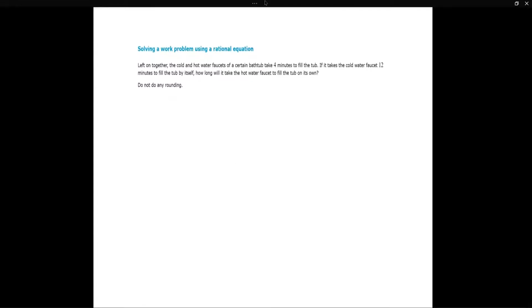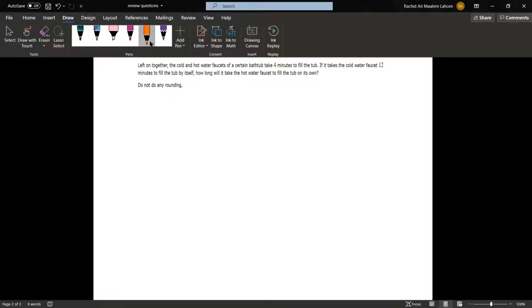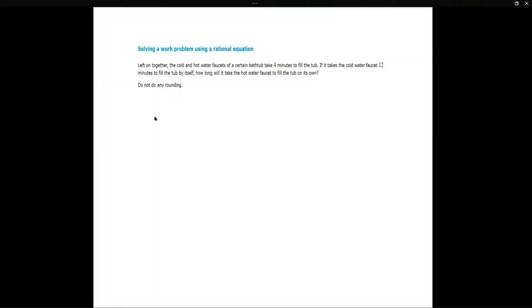All right, so we're going to look into another question. This is a little bit different than the other one. Solving a work problem. This is a very interesting problem that has to do with work, and gives you an idea of teamwork: if the team is efficient, it will do the job in less time. So that's one idea to get from this.